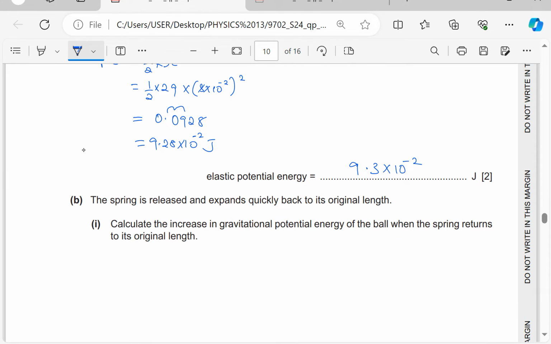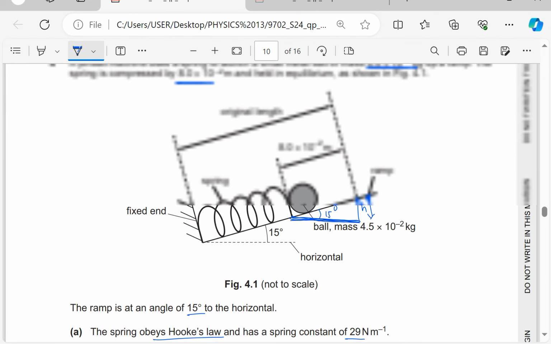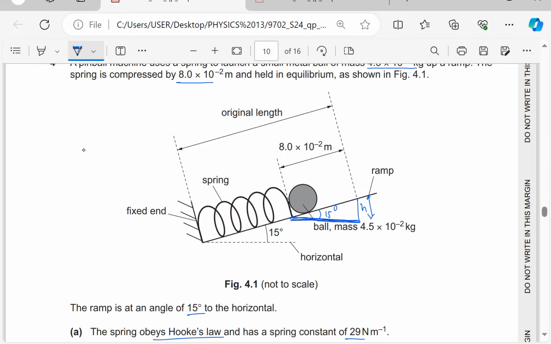Then the spring is released and expands quickly back to its original length. So that means it loses elastic potential energy. Calculate the increase in gravitational potential energy of the ball when the spring returns to its original length. Let's first find the height h. So this distance is 8 times 10 to the power of negative 2. The height h is in the opposite.